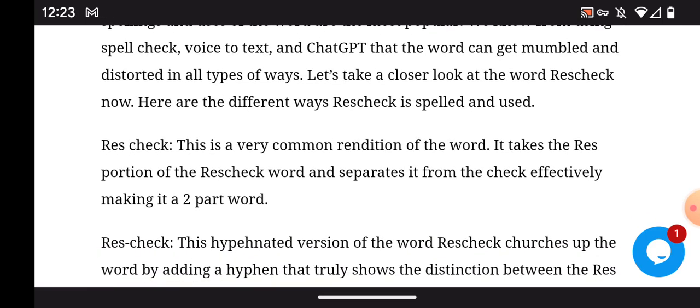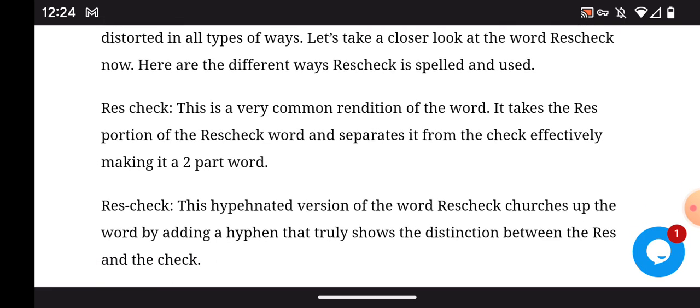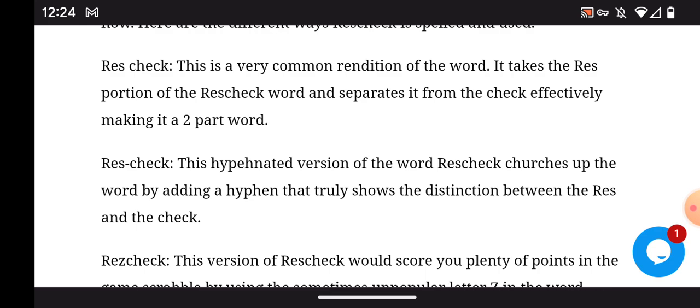We know from using spell check, voice to text, and ChatGPT that the word can get mumbled and distorted in all types of ways. Let's take a closer look at the word Rescheck now. Here are the different ways Rescheck is spelled and used.